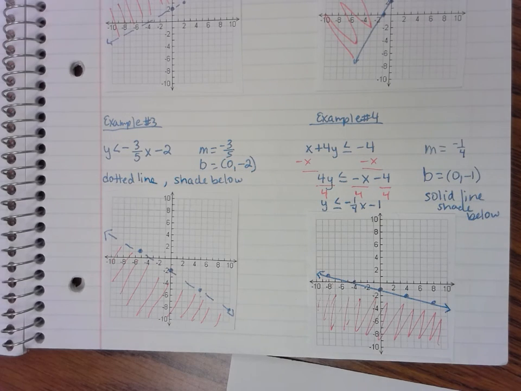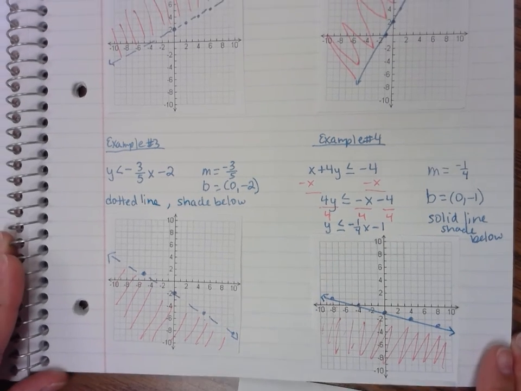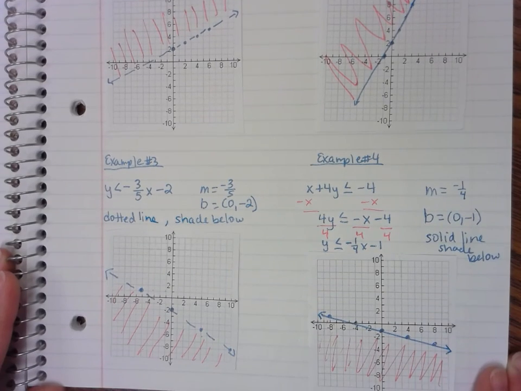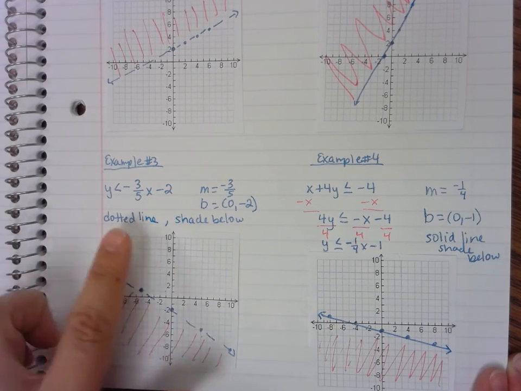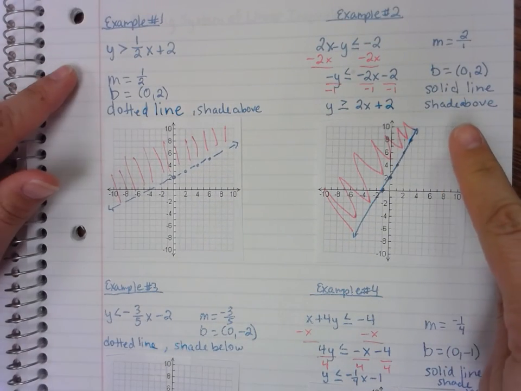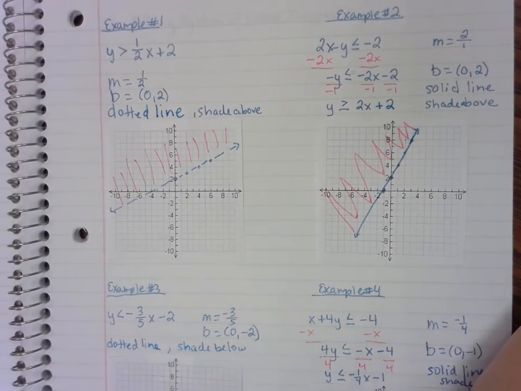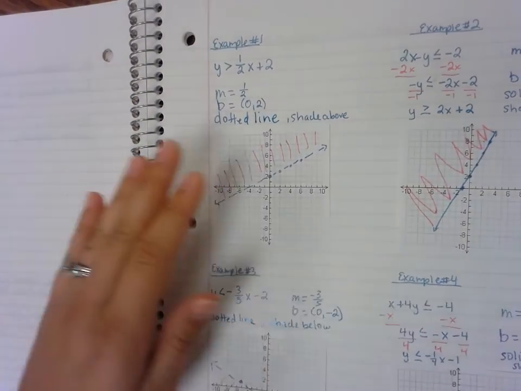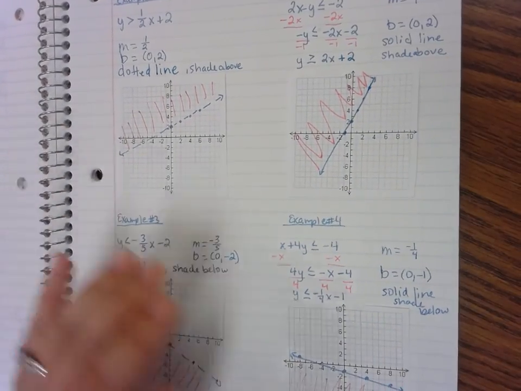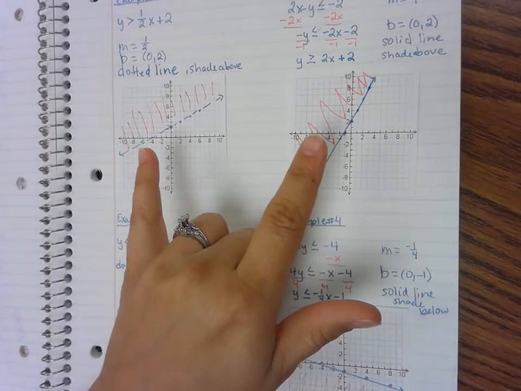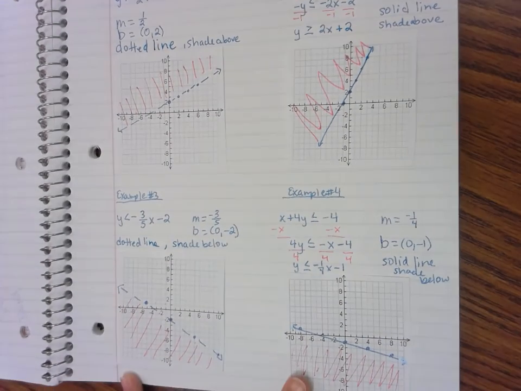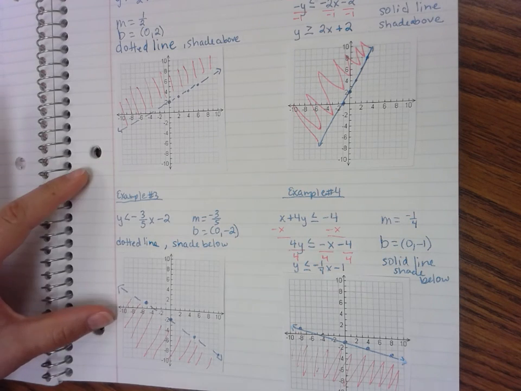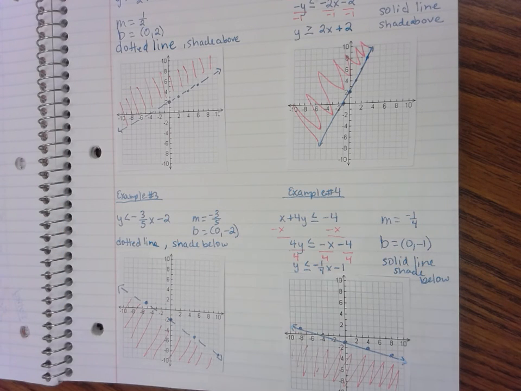So here we have 2 positive graphs and 2 negative graphs, because my slopes are negative down here and my slopes are positive up here. Let me zoom out just a little bit. I also have 2 where I shade above, 2 where I shade below, 2 dotted and 2 solid. So we will have extra practice in class.